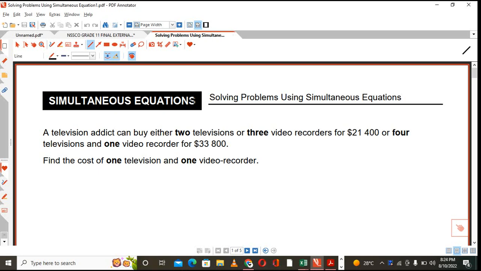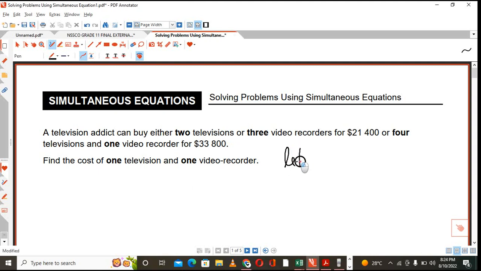So this is a word problem that goes like so. A television addict. Okay, this guy must love televisions. He can buy either two televisions or three video recorders for $21,400, or four televisions and one video recorder for $33,800. Find the cost of one television and one video recorder.